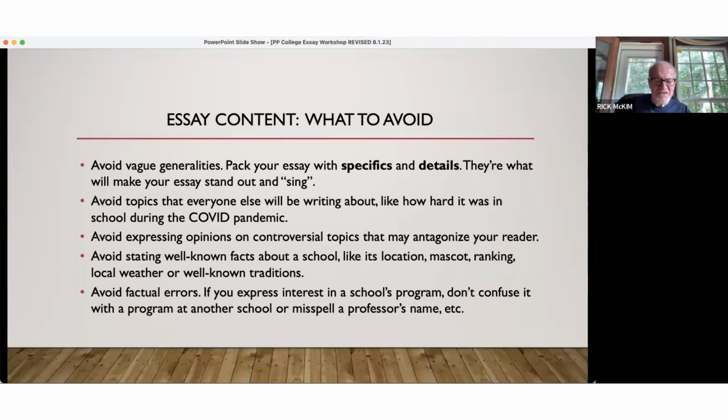Avoid stating well-known facts about a school, like its location, mascot, local weather, traditions. This is a way of showing off. You should show that you know a lot about the school.